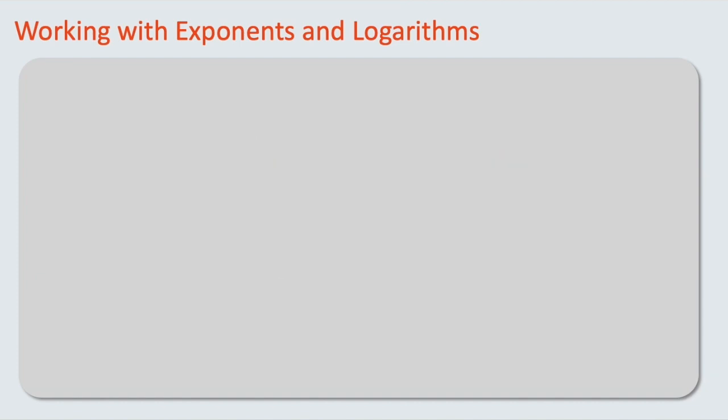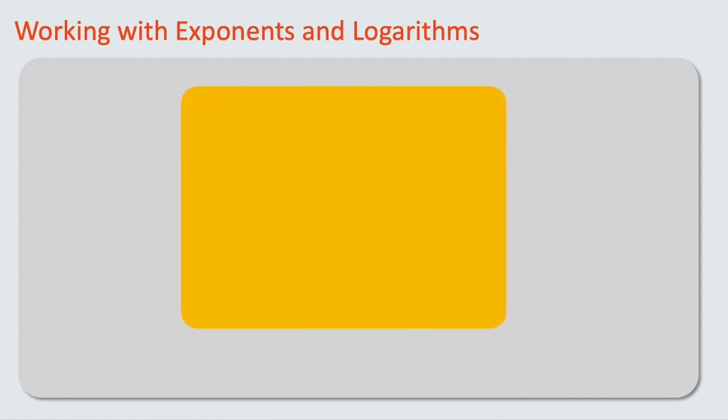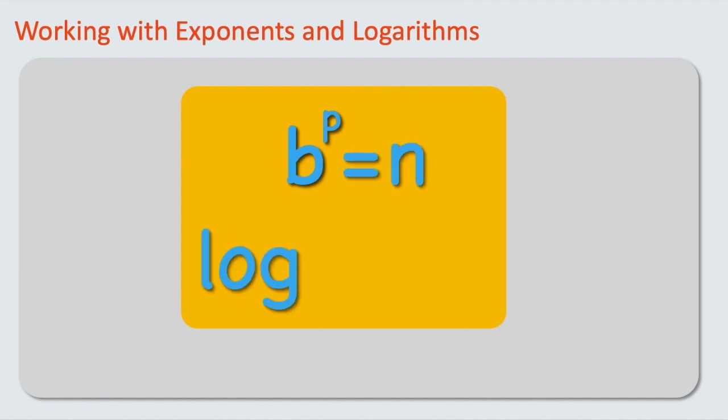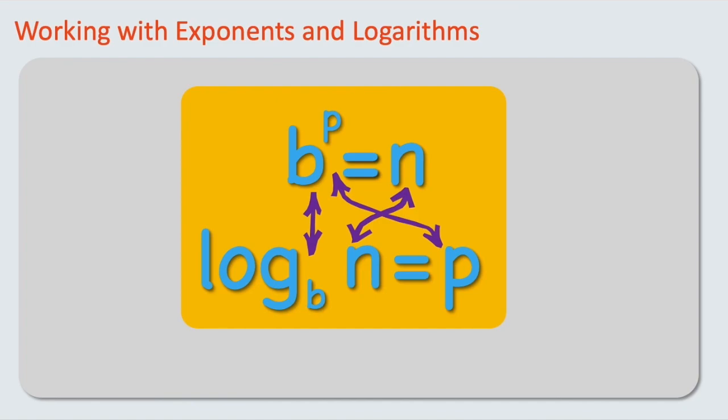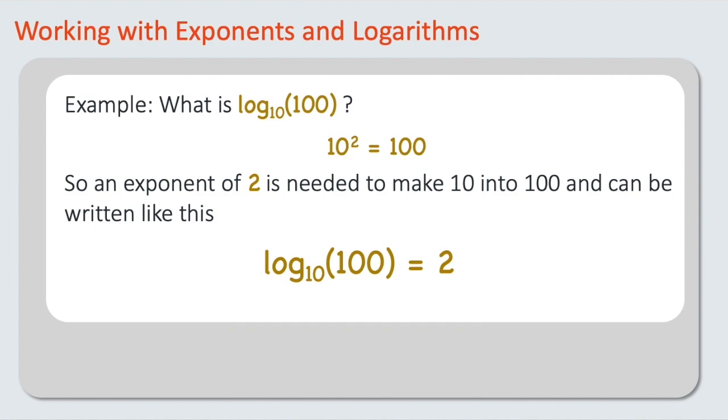So we have considered exponents and logarithms. The exponential equation b raised to the power p is equal to n. The logarithmic form is log b of n is equal to p. You can see the relationship. Let's just look at this for a bit. Let's look at a different example.